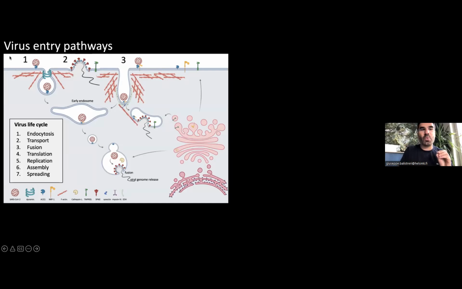Imagine the white part is the empty cavity of your nose. These are the membranes of a cell in your nose. And when a virus arrives, it binds to one receptor or to two receptors. And then it has three options. Either the cell swallows the virus, thinking that it is food, and brings it inside the digestive tract of the cell, which are the endosomes and lysosomes.